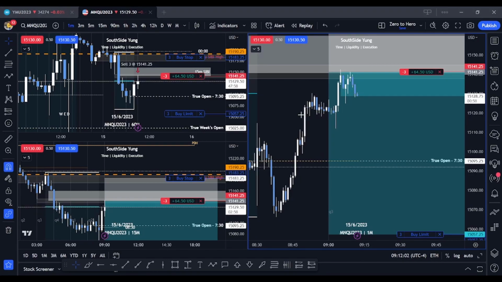No, the higher time frame PD arrays are a little sloppy. Again, I like that 4 hour order block on what is it? These standard deviations.